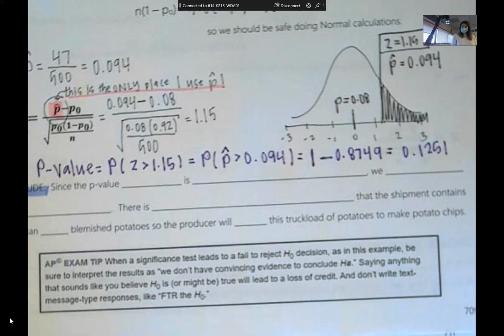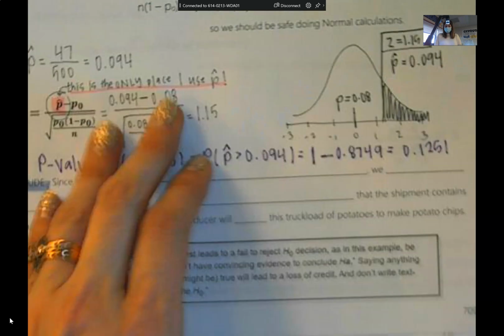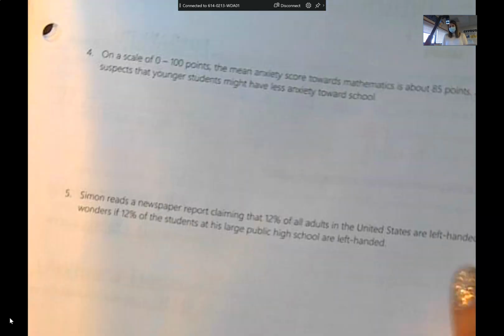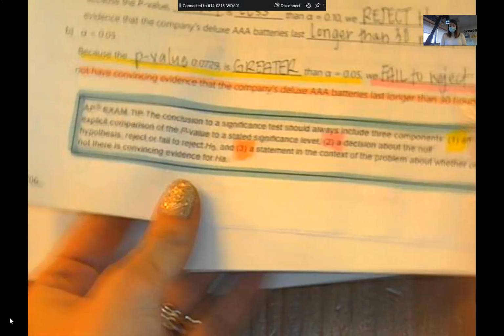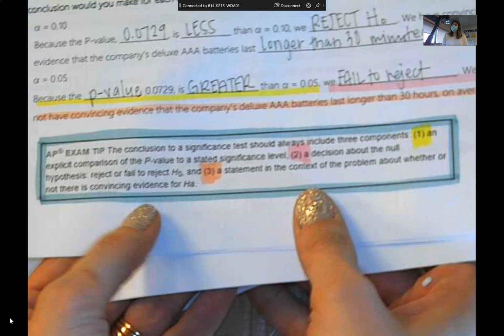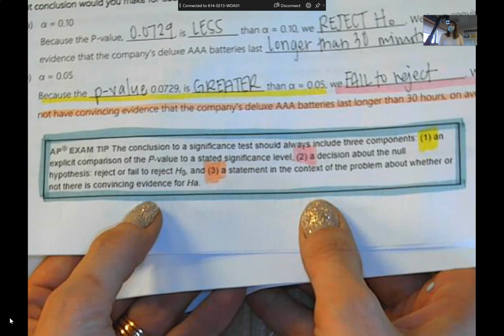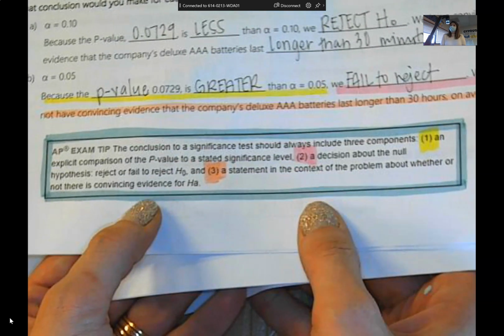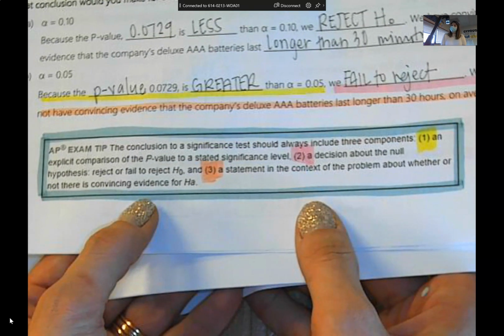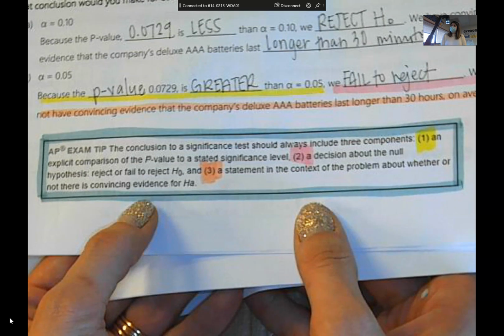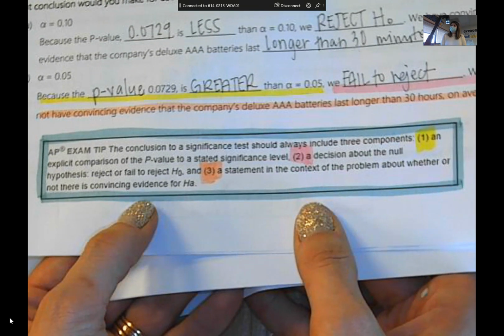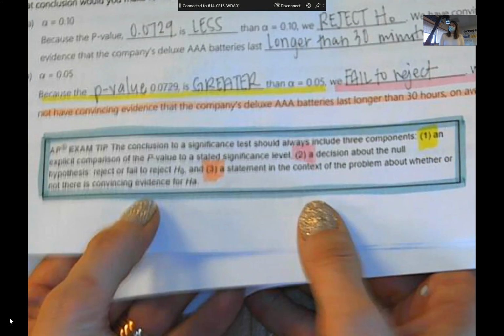So to make our conclusion, we have to follow the framework that they gave us a tip on, page 706. There are 3 things that we have to make sure that we address. The first one is explicitly compare the p-value to alpha, make a decision whether to reject or fail to reject, and then use context.